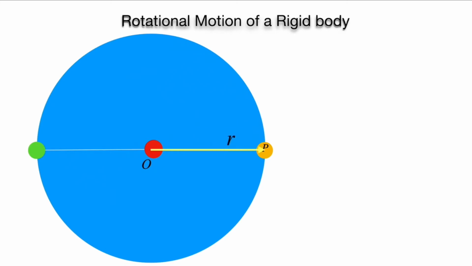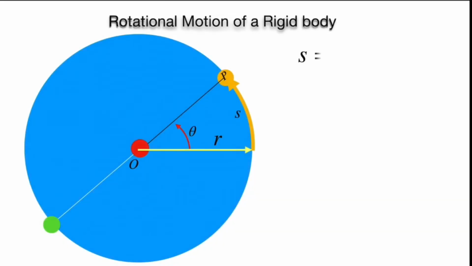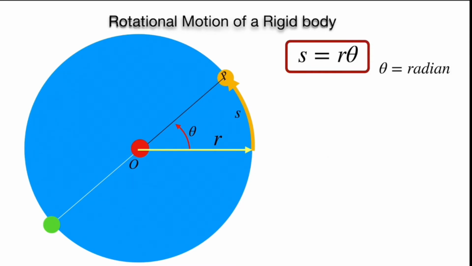The distance of P is R, which is nothing but the radius of the disk. Now the disk starts rotating and reaches another angular position, which is given by theta. Theta is the angular position of this reference line OP with respect to its initial position. Here the distance covered by the point P is given by S equal to R theta, where R is the radial distance of P from the axis of rotation and theta is its angular position. So here R is measured in meters and theta in radians.